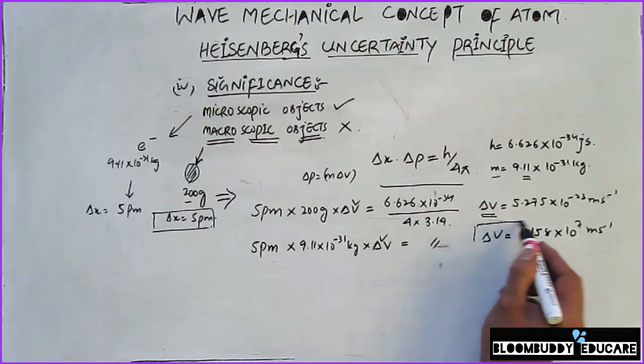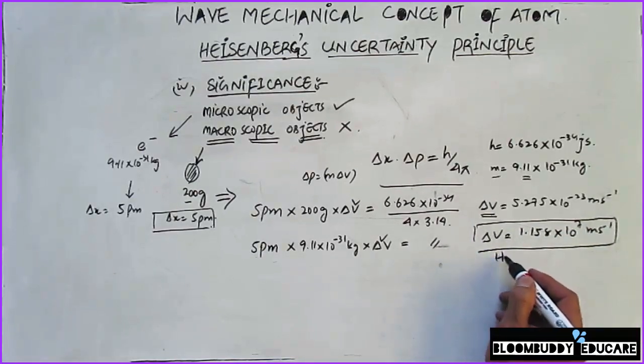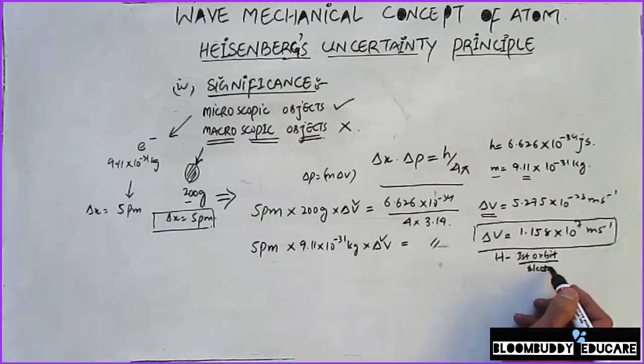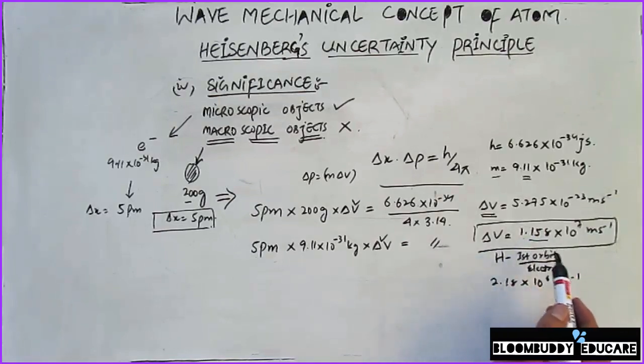In case of an electron, when I am calculating it for the hydrogen atom for the first orbit, or for an electron which is in the first orbit, we know from Bohr's equation that the electron in the first orbit has a velocity of around 2.18 into 10 to the power 6 meter per second. Now when we calculated the uncertainty in the velocity, we see that it is 1.158 into 10 to the power 7, so there's a lot of difference between these two values.